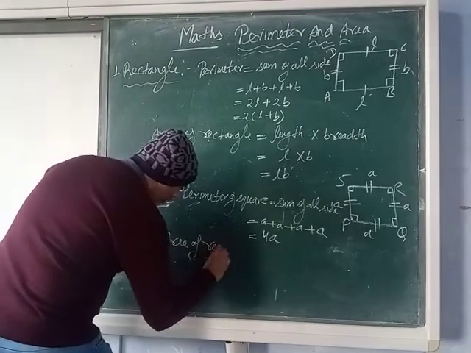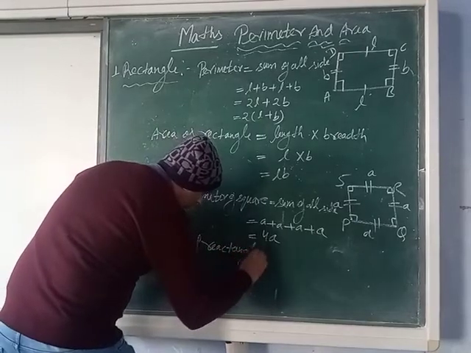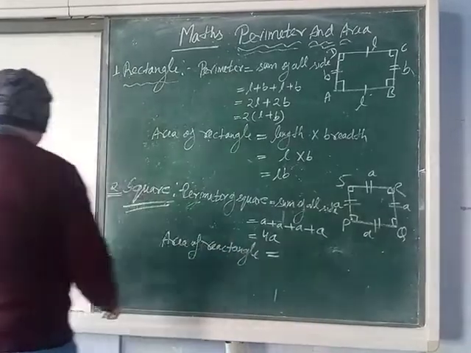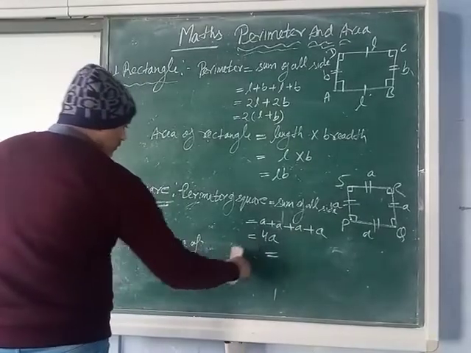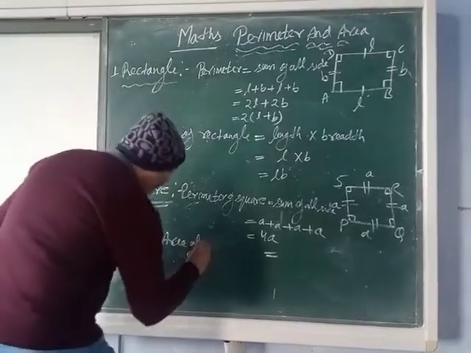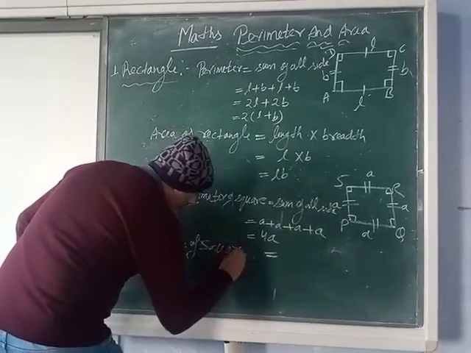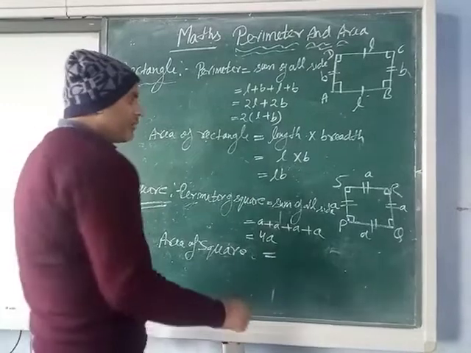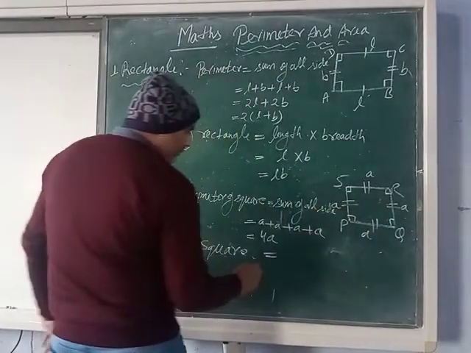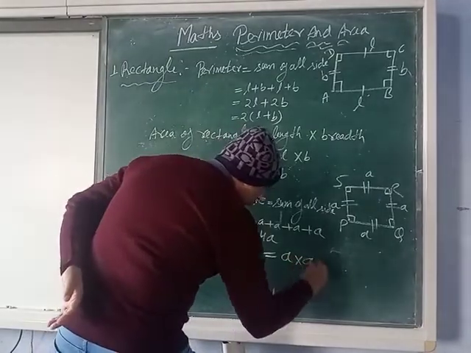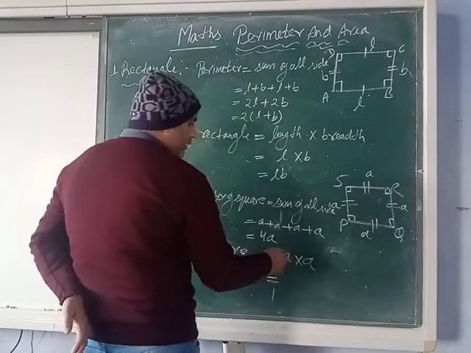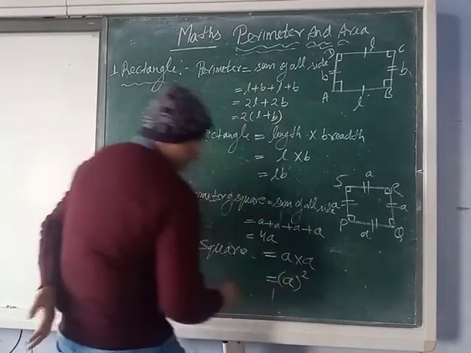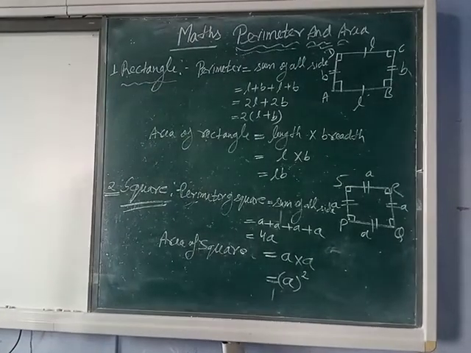Next, area of square. We know the area of a rectangle is length into breadth. Same here, you can also write length into breadth. So both are the same. That's why we will write A into A, or simply you can write down A whole square, as both have the same base. That is the area of a square.